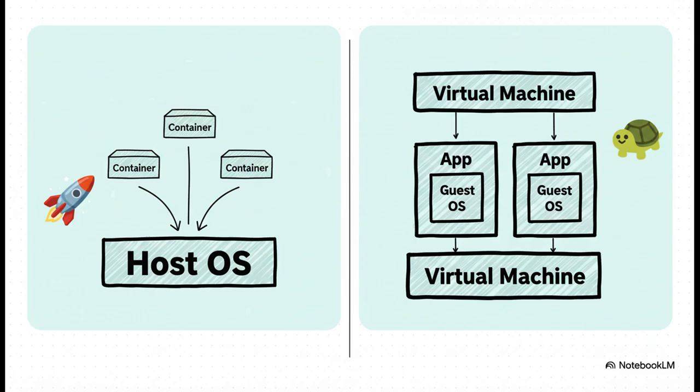Now look at containers. They're more like renting out rooms in one big apartment building. Everyone shares the main infrastructure, the host OS, but they each have their own private, locked room. This makes them super lightweight and crazy fast to start up. We're talking seconds. They're just isolating the app, not the whole machine. And that is the magic.